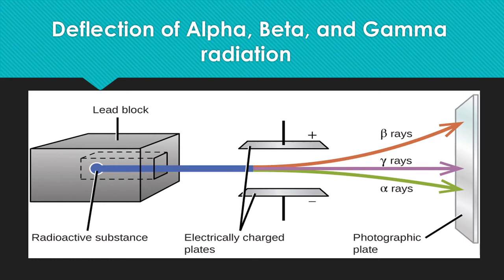This figure illustrates deflection of alpha, beta, and gamma radiation. When alpha rays are released between an electrical field, they will deflect toward the negative pole. We knew before that alpha rays are positively charged particles, so they will deflect toward the negative pole. But beta rays, when released into an electrical field, will deflect toward the positive pole because beta rays are negatively charged particles. Gamma rays will not deflect because gamma rays have no charge.